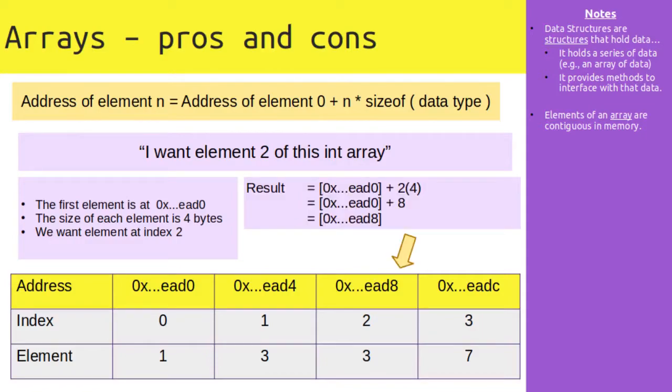So we take the index 2, we multiply it by the size, which is 4 bytes. That means we need to move 8 bytes over from the original address. So our item at index 0 is at the address D0 in this case. Moving over 8 bytes, we then go to address D8, and that's where we want to be.